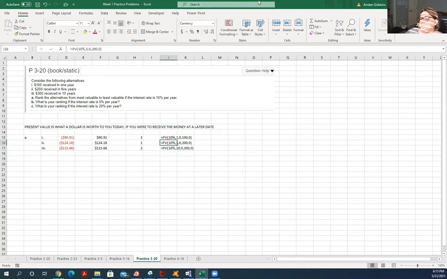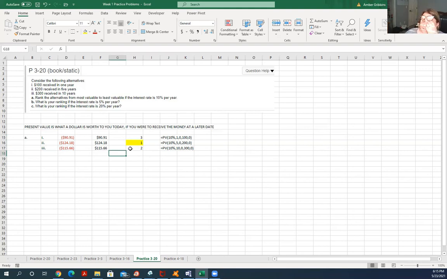So we look at the ranking here. Obviously, we want the highest present value, what is worth to us the most. That's going to be scenario number 2. On the podium here, we have scenario number 2. Best case scenario for us is waiting 5 years and getting 200. $300 in 10 years is a little bit less. And then waiting 1 year to get 100 is the least case scenario to us.